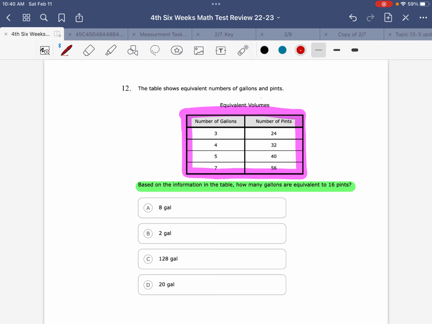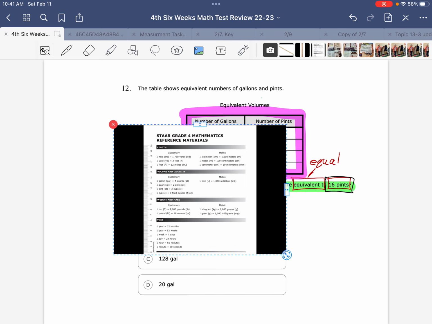I'm going to box in my keywords. I have how many gallons equivalent 16 pints. Remember, equivalent just means equal. Okay. And so my question's asking me to convert gallons to pints. Okay. So I'm going to pull out my formula chart.